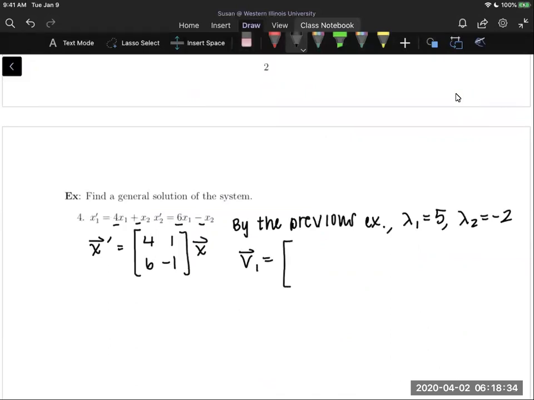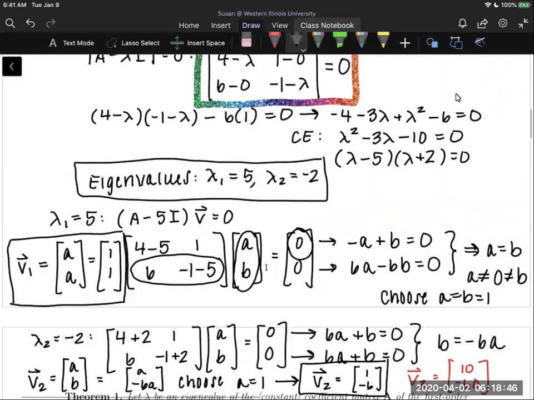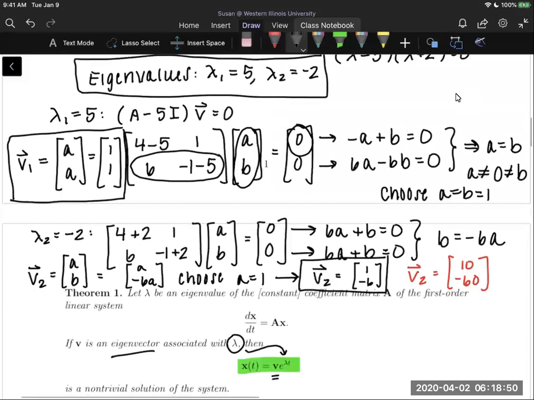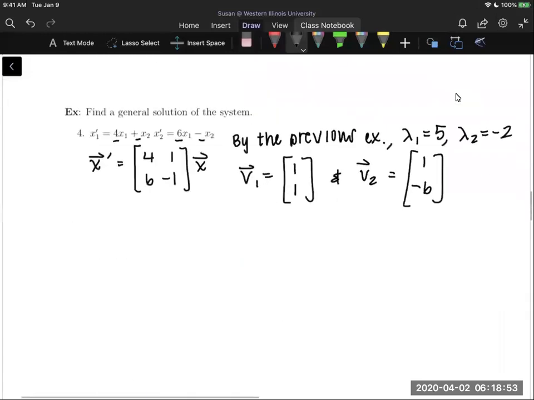Remember, they can be any scalar multiple of what I'm about to write, but we had chosen 1, 1, and I think it was 1, -6, but let me scroll up just to make sure. I want to stick with what I had. Yeah, 1, -6. All right. So normally you're going to have to work through this step as part of your eigenvalue method, but we already worked this out.